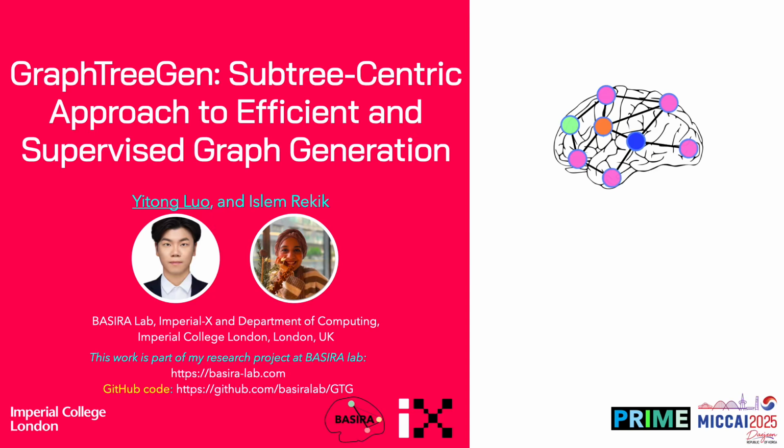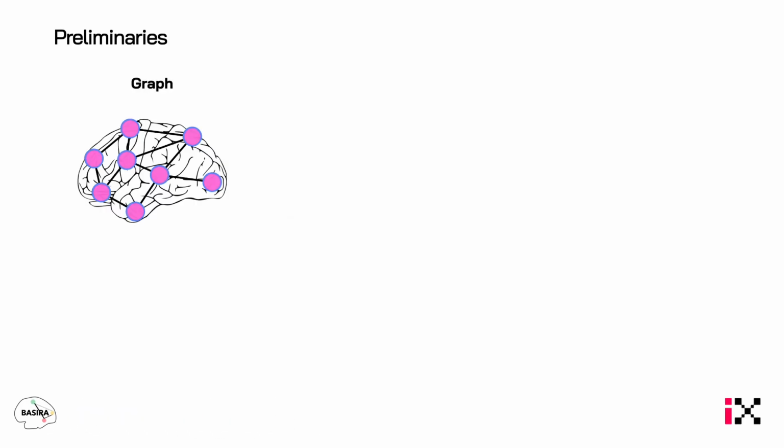Today, I'll present GraphTreeGen, Subtree-Centric approach to efficient and supervised graph generation. First, let's cover some preliminaries. In the brain connectome, represented as a graph, we have nodes corresponding to brain regions of interest, and edges representing the connections between them.